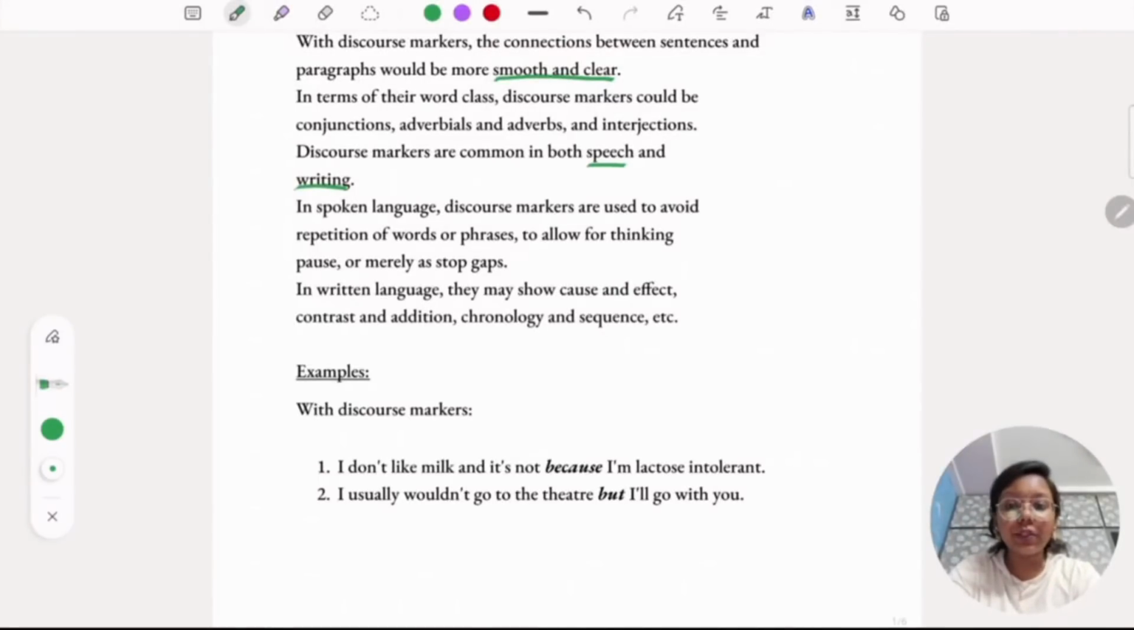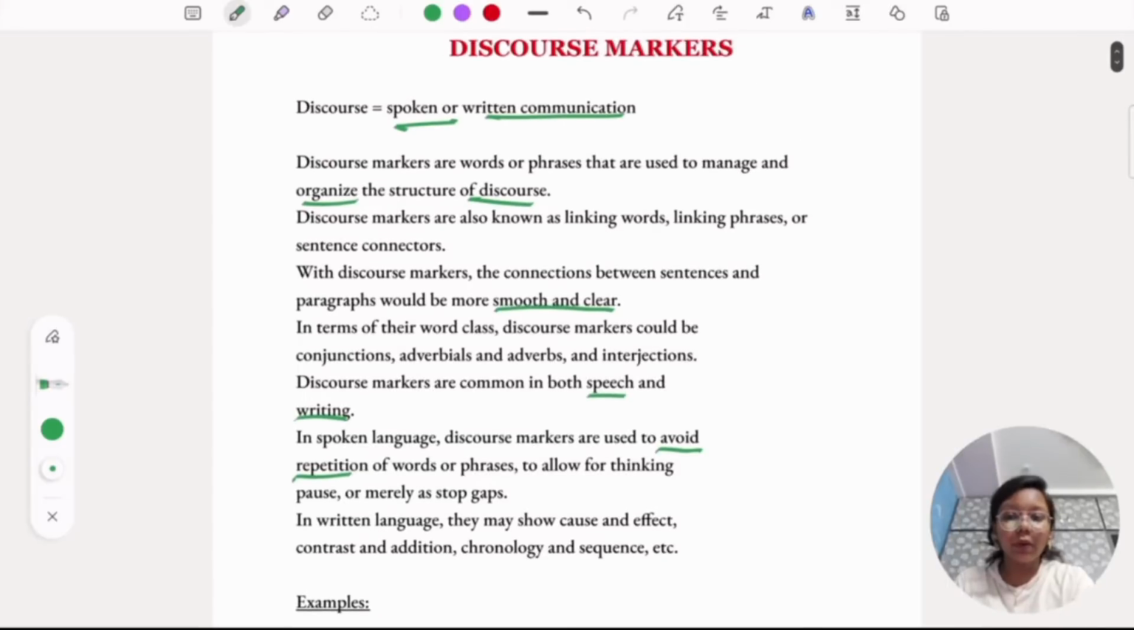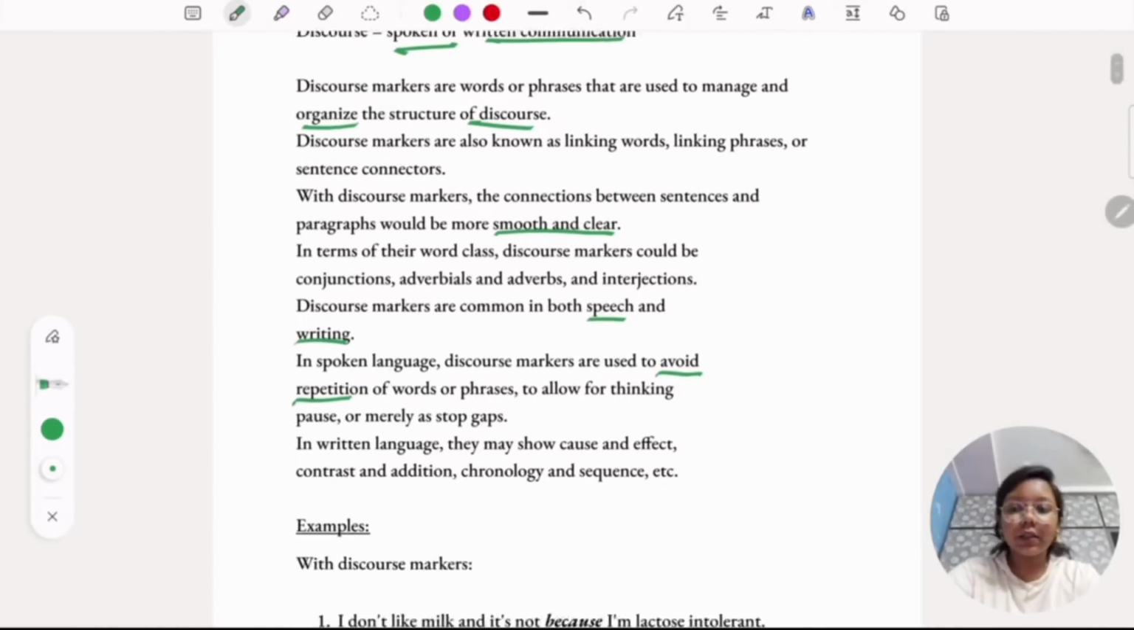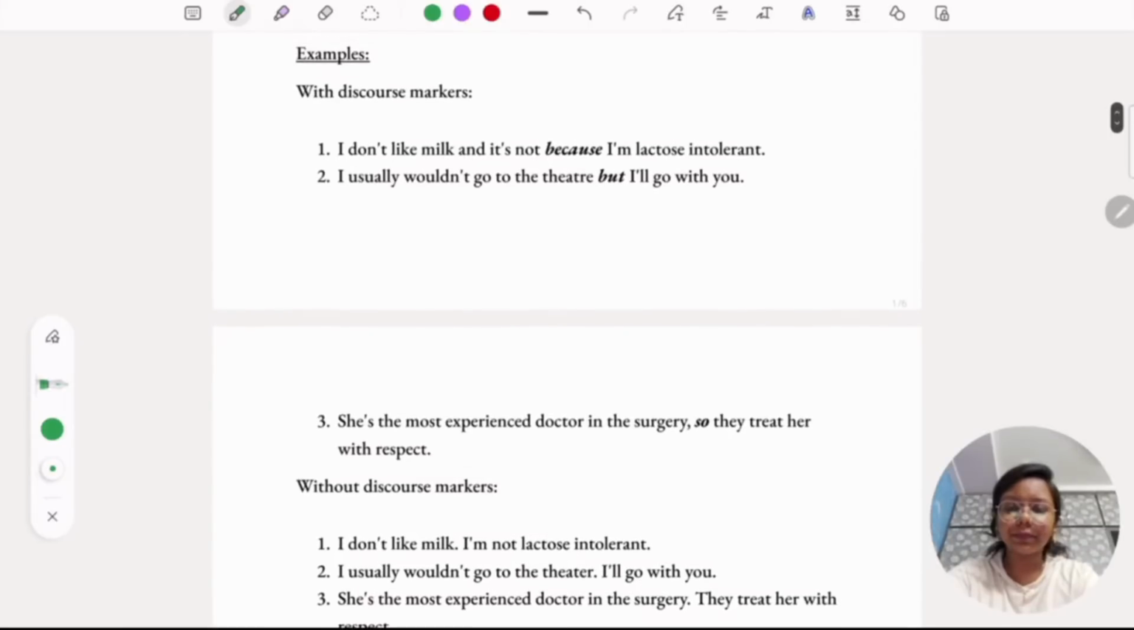These are used to avoid repetition of words or phrases, to allow for a thinking pause, or merely as stop gaps. You'll know about these when we see the examples. As I said before, these make the connections between sentences smooth and clear. So, let's see these examples. I don't like milk, and it's not because I'm lactose intolerant. I usually wouldn't go to the theater, but I'll go with you. She's the most experienced doctor in the surgery, so they treat her with respect.